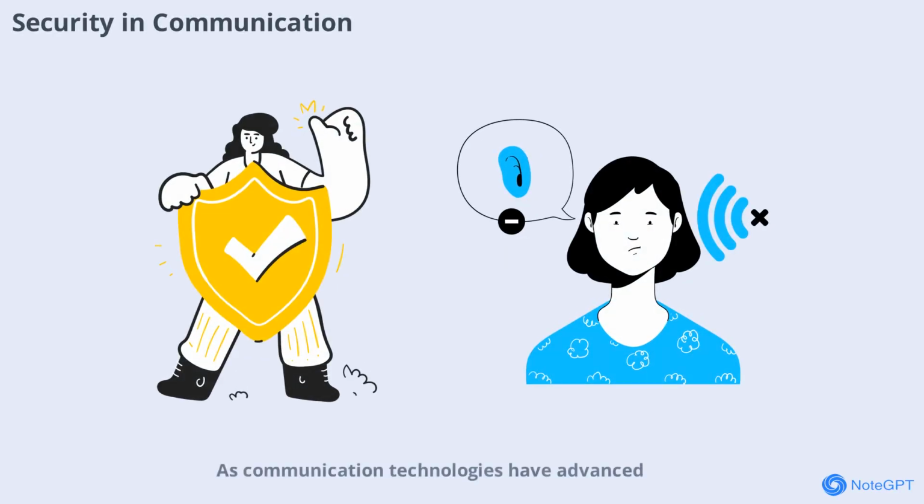As communication technologies have advanced, so have the challenges of keeping information secure. Standards for encryption, authentication, and data integrity are essential for protecting sensitive information from cyber threats. These standards are constantly evolving to address new risks and vulnerabilities. By following established security protocols, individuals and organizations can communicate with confidence, knowing their data is safe.